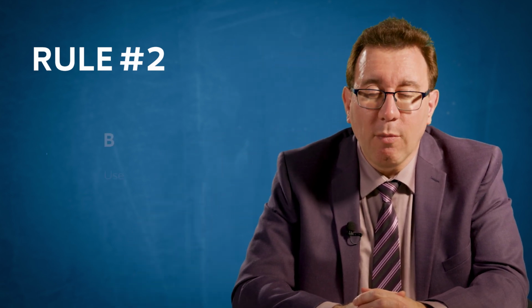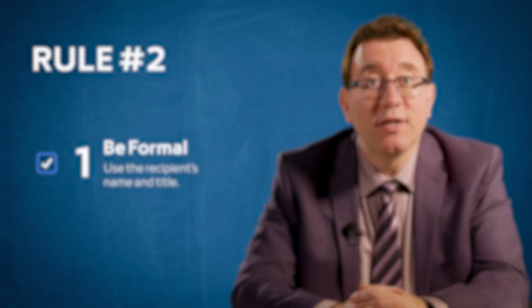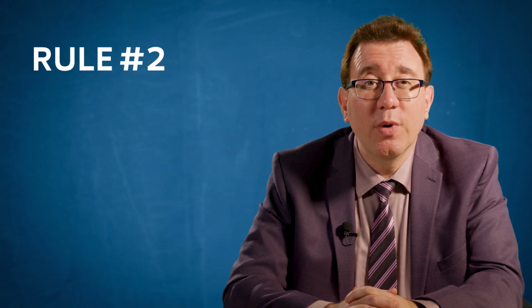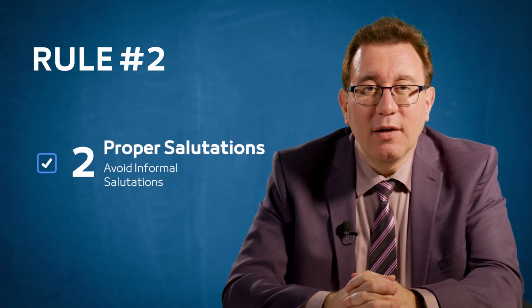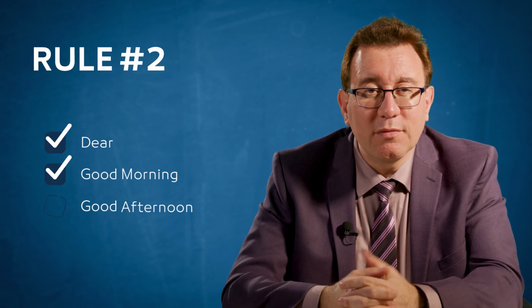Rule number 2 is an important rule. When you're sending an email to somebody at the University of Sharjah, please always be formal. Address the person that you're contacting by their title, such as Miss or Mrs., Mr., Doctor, or Professor. Another thing we can do to avoid informal situations is to make sure we use a proper salutation at the beginning of the email. That would be dear or good morning or good afternoon.